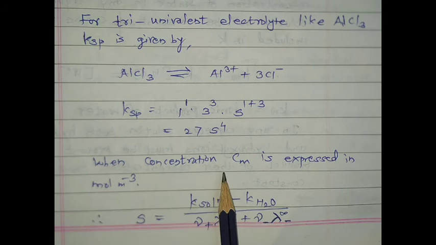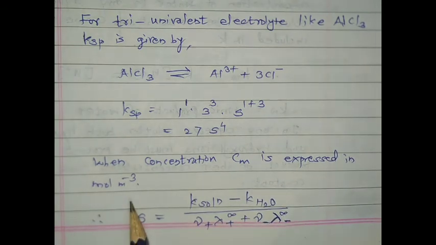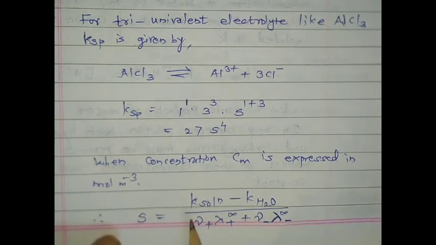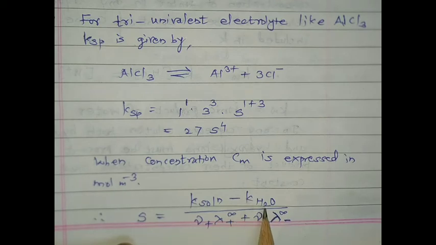When concentration Cm is expressed in mole per dm cube, then solubility equals K solution minus K water, upon mu plus lambda plus infinity plus mu minus lambda minus infinity.